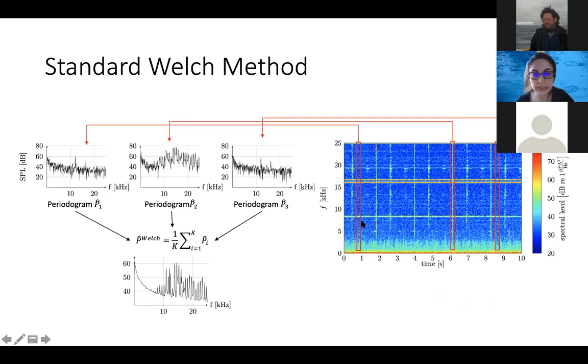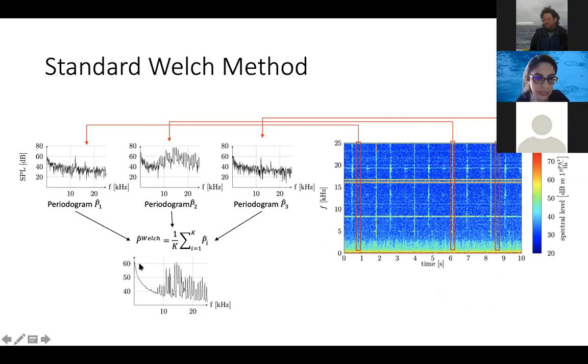But what do we do in this approach? We divide the signal into different small segments. I show 3 segments here. And we calculate the spectral level in each segment. It's called a periodogram. And then we take the average of all these periodograms, and we calculate the average spectral level. So we see a spectral level on the y-axis, which shows how loud the signal is, and we see frequency on the x-axis. What do we see here?